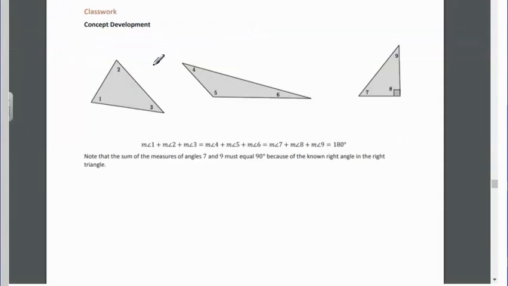and 3 classwork together, and it's still talking about triangles like we did the other day. But today we're going to talk about naming triangles and different things like that. So if you look at the front of your classwork, it says measure of angle 1. That's what this means. Measure of angle 1. Measure of angle 2 plus 3 equals 4, 5, and 6, which equals 7, 8, and 9, which all equals 180. We talked about this the other day.